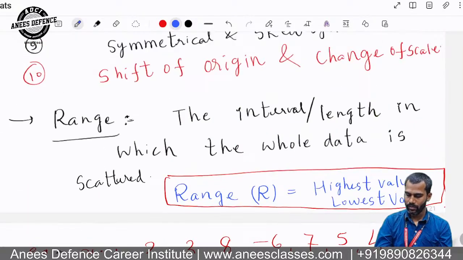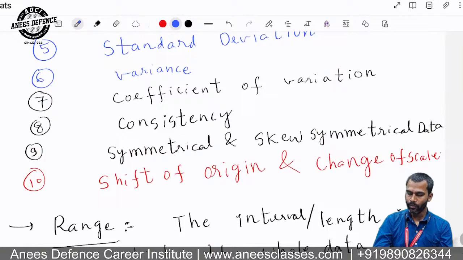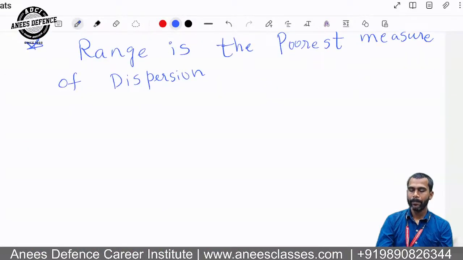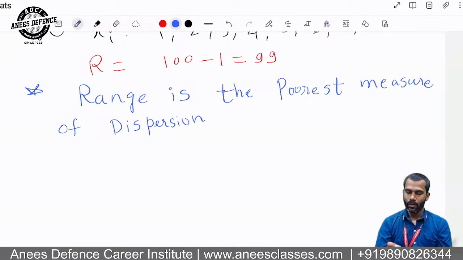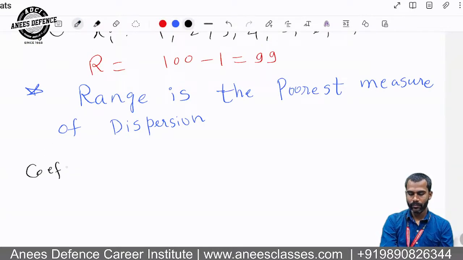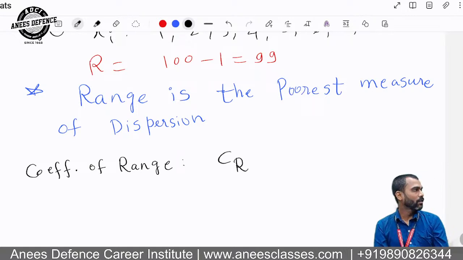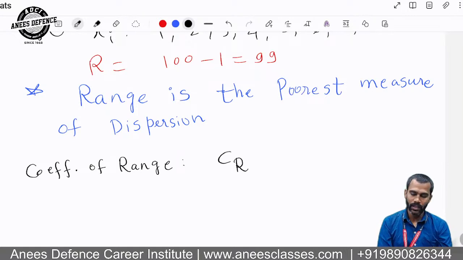So measures of dispersion. Range, I hope you understood. Shall we move ahead? Okay. Now, what is coefficient of range? Again, we have a formula for this. I'm writing CR. What is the meaning of CR? Coefficient of range. C for coefficient, R for range.